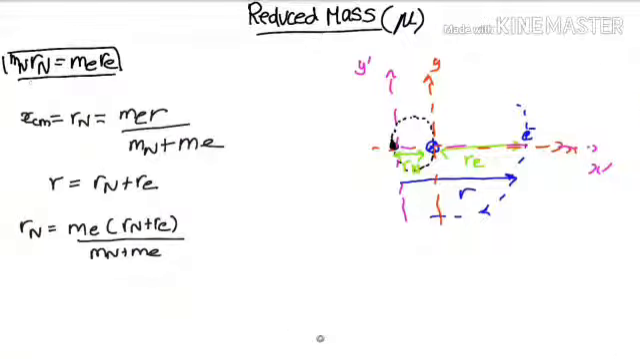We substitute from the first equation Mn and Rn, which is Me, into Me times R over Mn plus Me. No need to, okay, that's equal to Me times Re, which is R minus Rn.